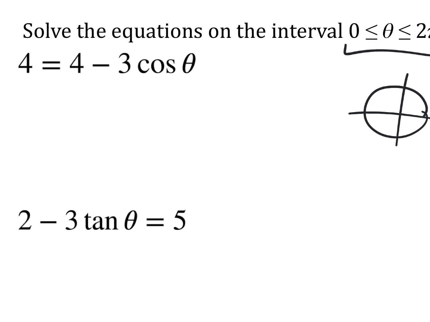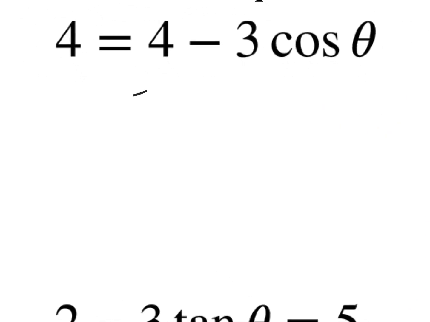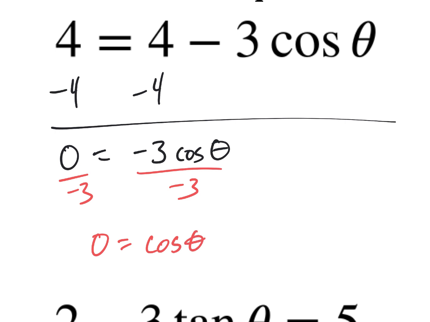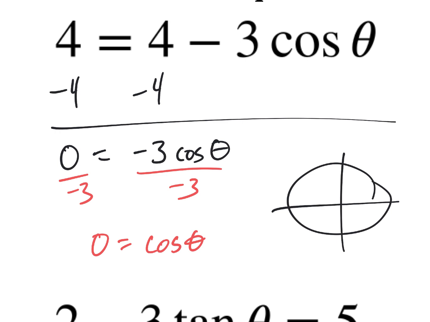So let's solve for theta here. I'm going to subtract 4 first. We get 0 equals -3 cosine of theta. And then let's divide both sides by -3. And we get 0 still equals cosine of theta. And so now I'm looking for, okay, on the unit circle, where are the x values equal to 0? And so my two answers are going to be pi over 2 and 3 pi over 2.